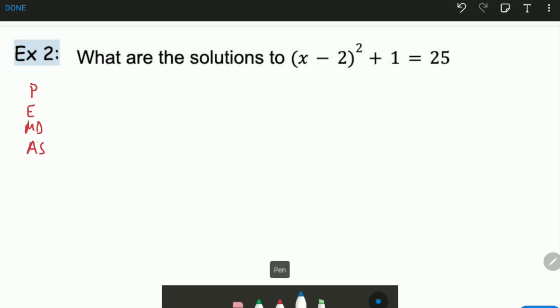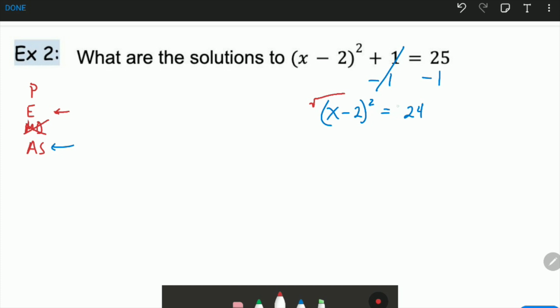So just like before, we're going to get rid of addition and subtraction that's outside the parentheses. So we're subtracting 1, giving us x minus 2 squared equals 24. Next thing we need to do is, well, there is no multiplication division this time, so we'll get rid of the exponent using our property, which is similar to square rooting both sides here.